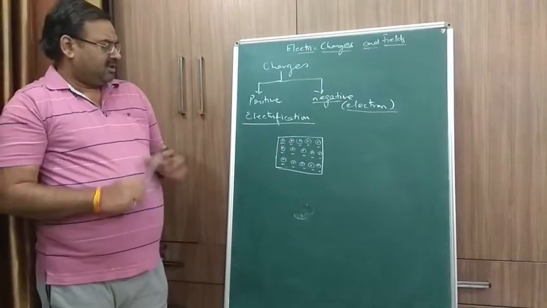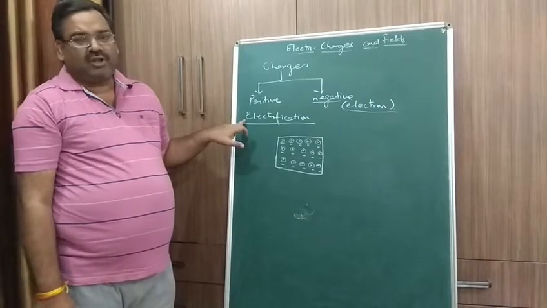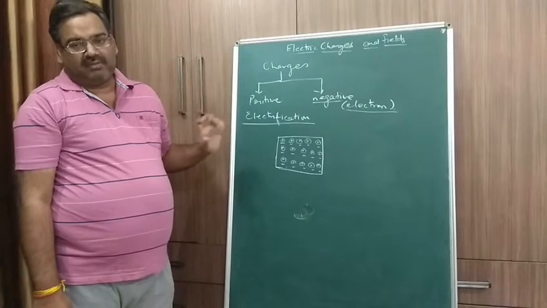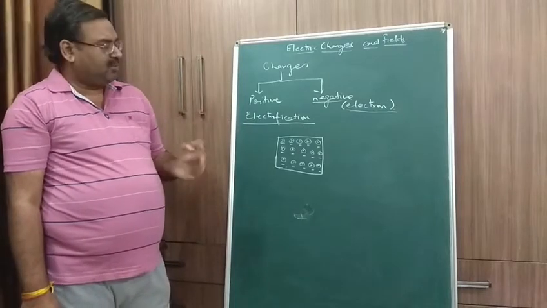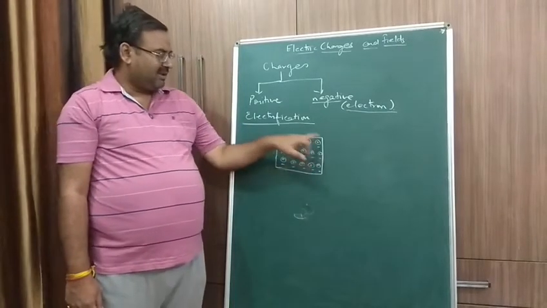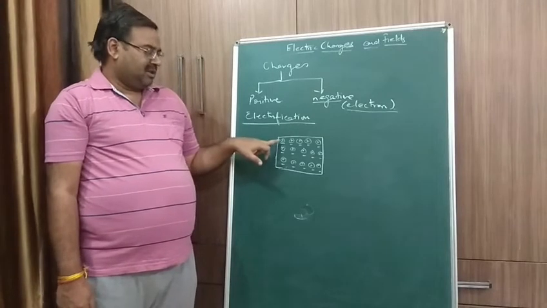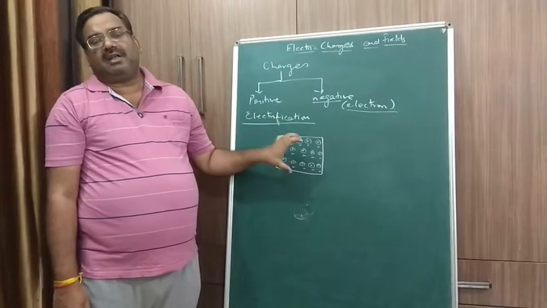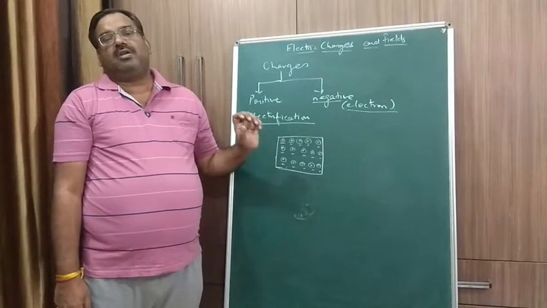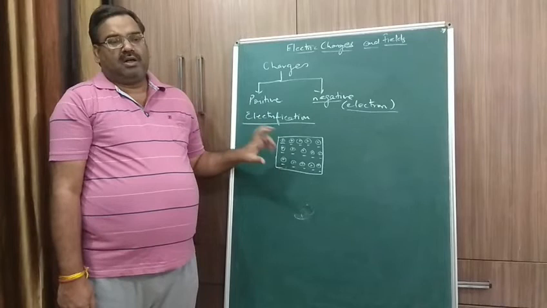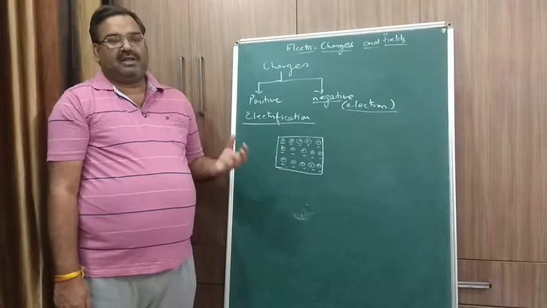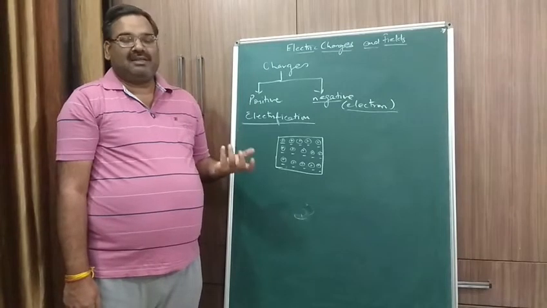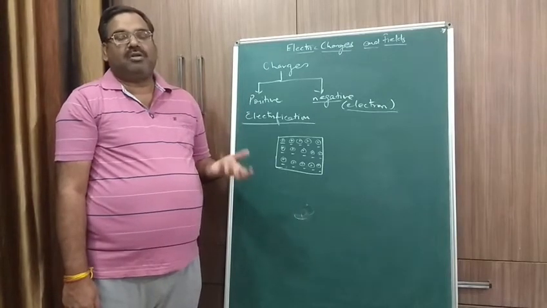Now, we will talk about electrification of a body: how a body gets charged up. When we talk about any object, a body, as you can see here, I have drawn an example. These are charges that are present in a body. The total number of positive and negative charges in a body is always constant. A body is always neutral. It doesn't have positive or negative charge in excess. Plus and minus becomes equal to 0.